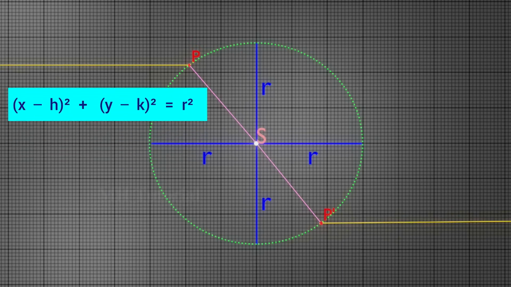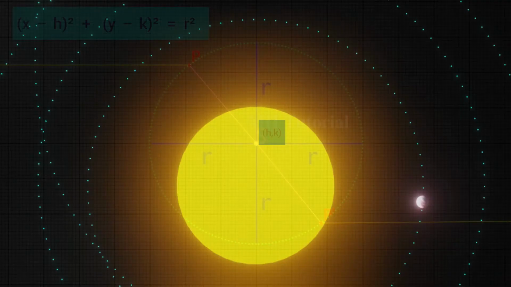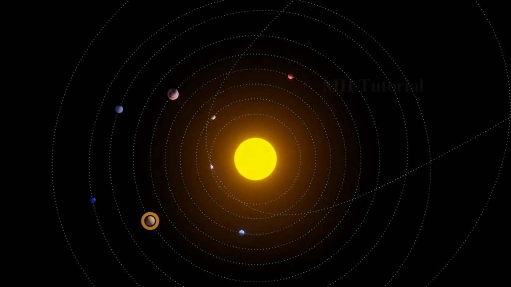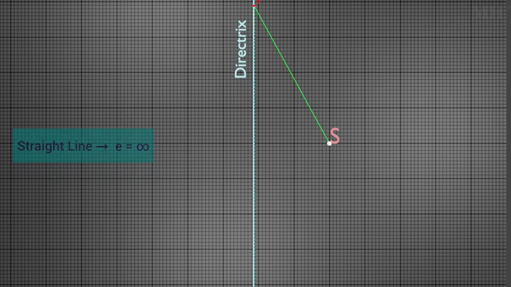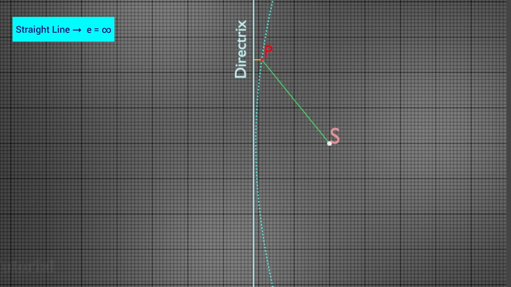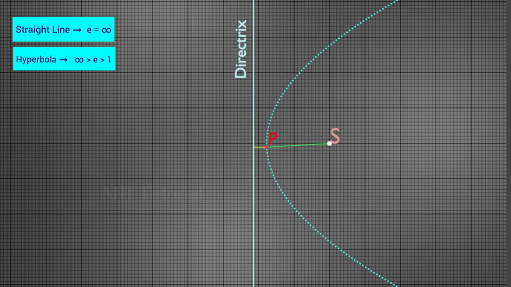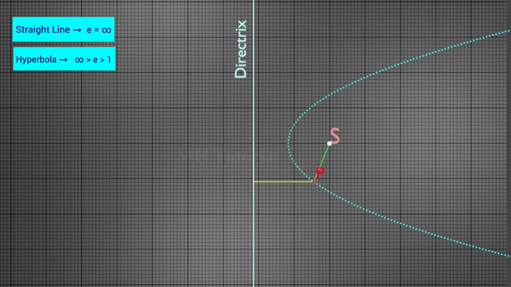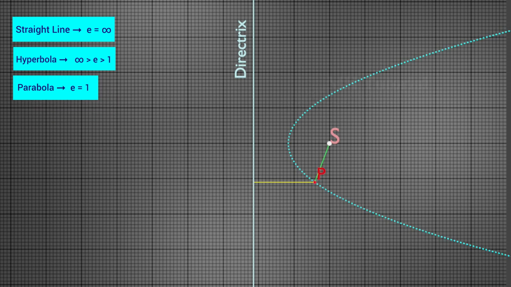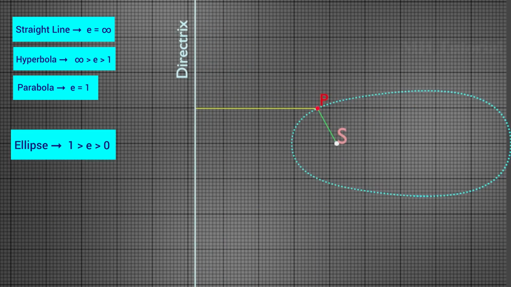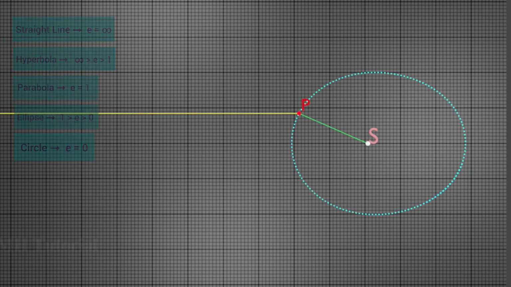General equation for a circle is like that. Here, h, k is the position of its center. And r is the radius. Before going to describe importance and application of conics in planetary motions, let us summarize. A straight line is conic with infinite eccentricity. A hyperbola is also a conic. But its eccentricity lies between infinity and unity. If eccentricity is exactly 1, then it is a parabola. Ellipse is a conic, whose eccentricity lies between 1 and 0. And finally, eccentricity of a circle is simply 0.